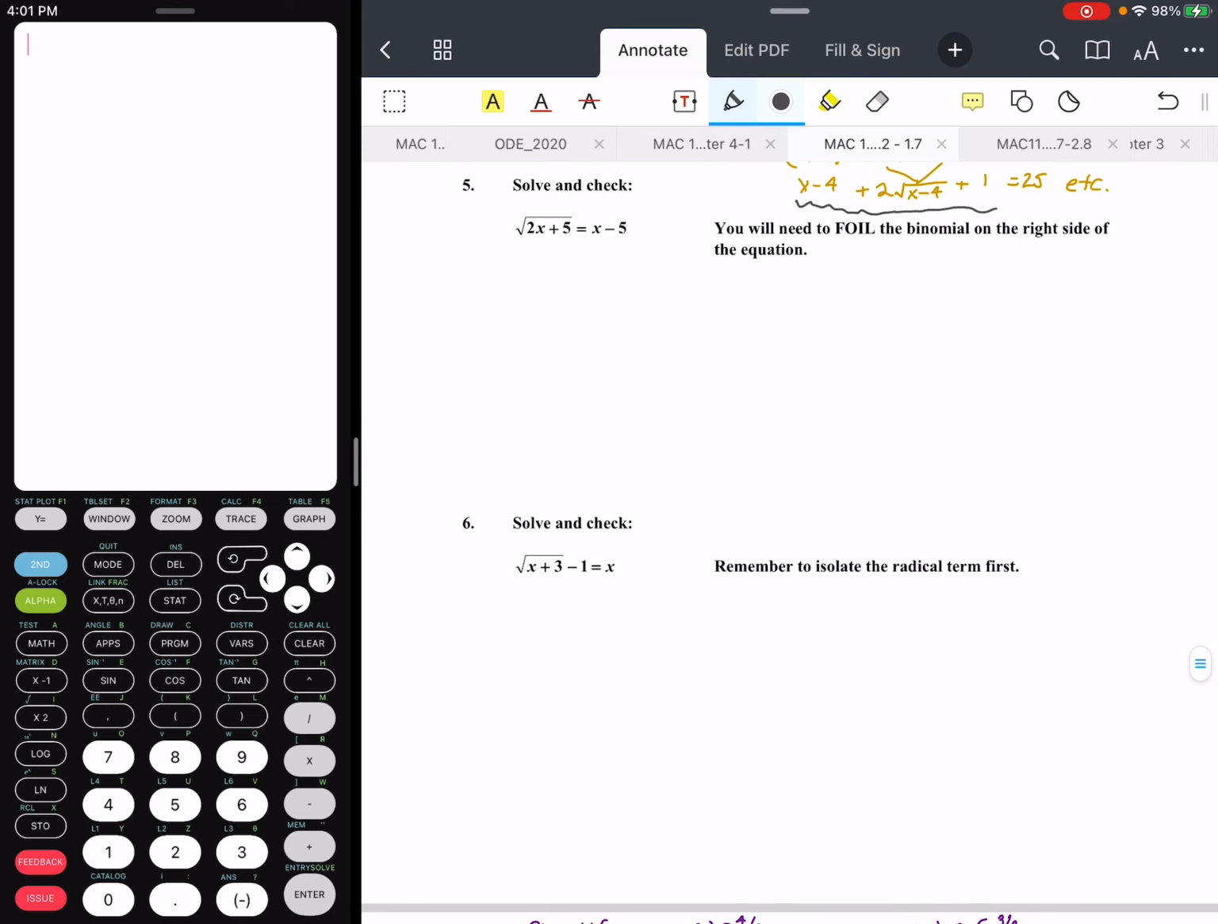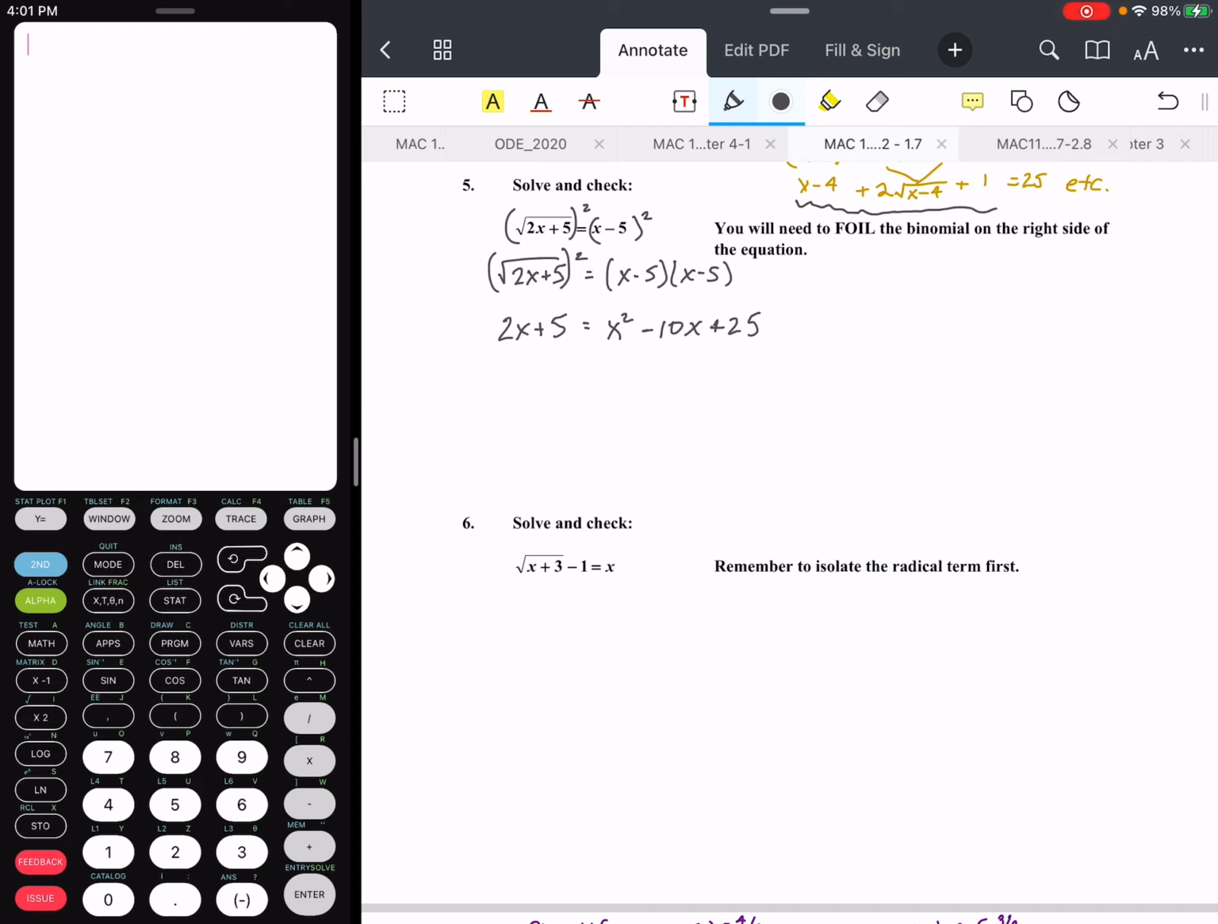All right, so number 5, the square root's already isolated, so I'll go ahead and square both sides. So 2x plus 5, I want to square that. And then on the right-hand side, if I square x minus 5, that's actually going to be a FOIL problem, right? X minus 5 times x minus 5 is equivalent to x minus 5 squared. So on the left, I get 2x plus 5. And on the right, I'm going to need to FOIL to get x squared minus 5x minus 5x, which adds up to minus 10x. And then negative 5 times negative 5 is plus 25.